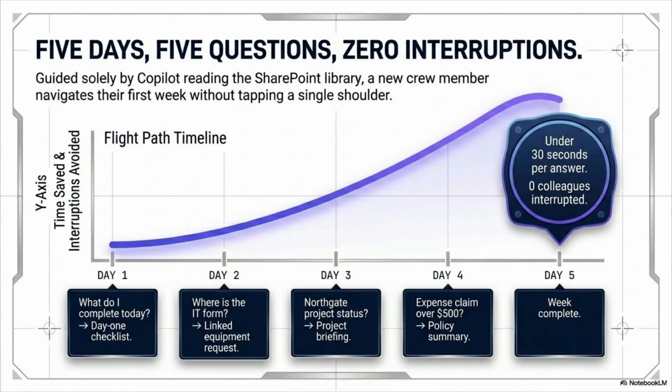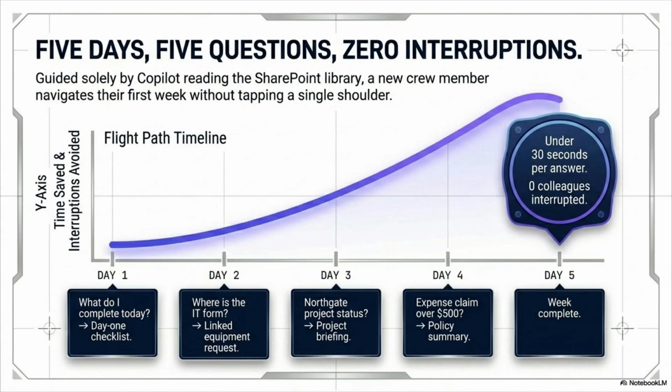0 interruptions. 5 days. 5 questions. Guided solely by Copilot reading the SharePoint library, a new crew member navigates their first week without tapping a single shoulder. Day 1: what do I complete today? Day 1 checklist returned immediately. Day 2: where is the IT form? Linked equipment request form provided directly. Day 3: Northgate project status. Plain English project briefing delivered. Day 4: expense claim over $500. Policy summary with approval process explained. Day 5: week complete. Under 30 seconds per answer. 0 colleagues interrupted. The library was always there.